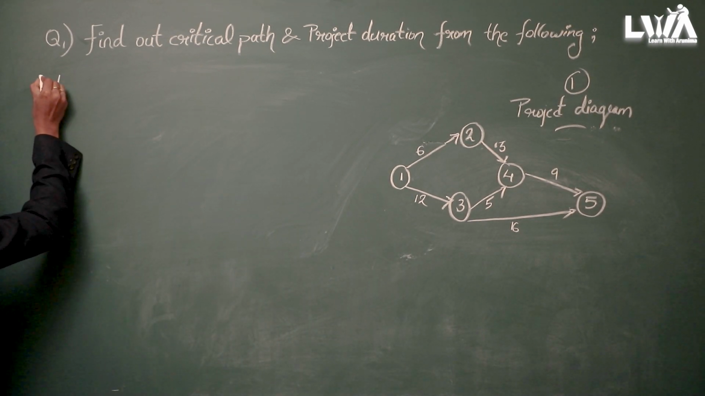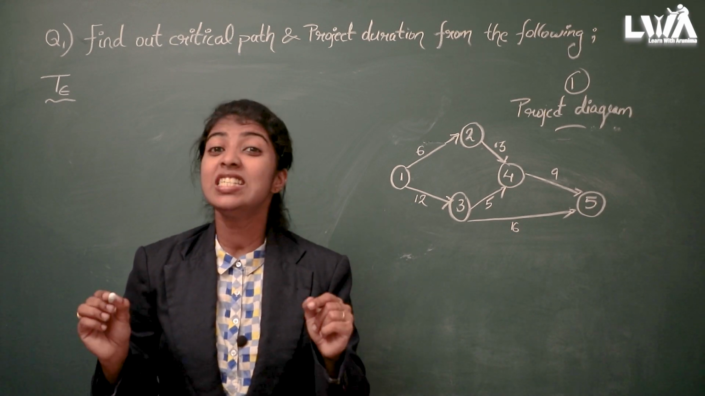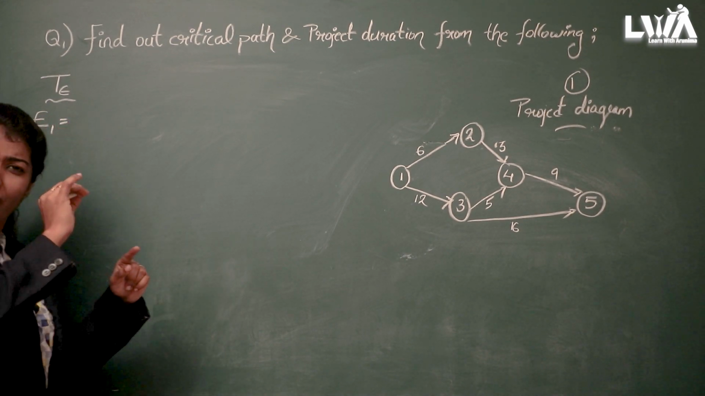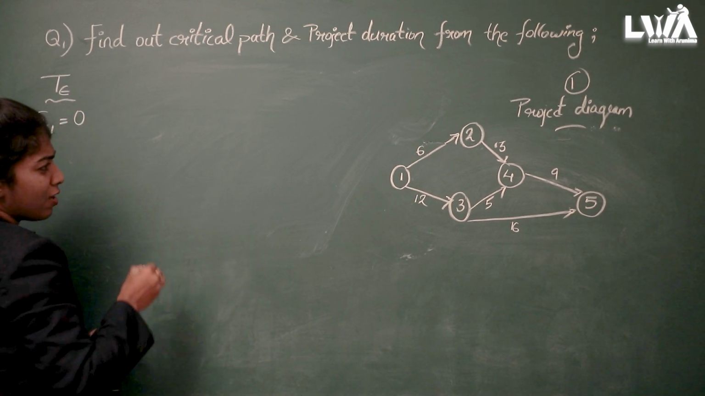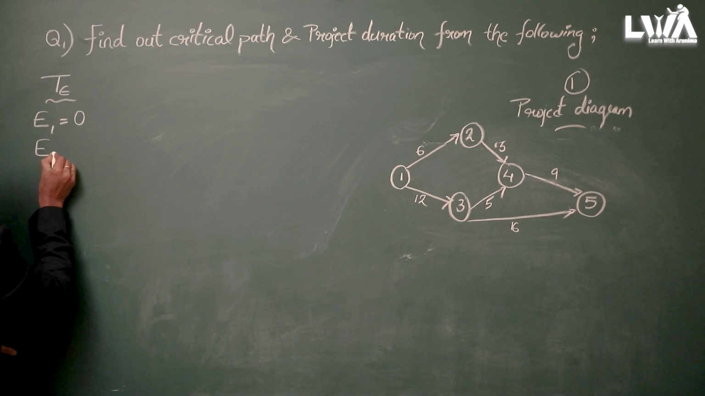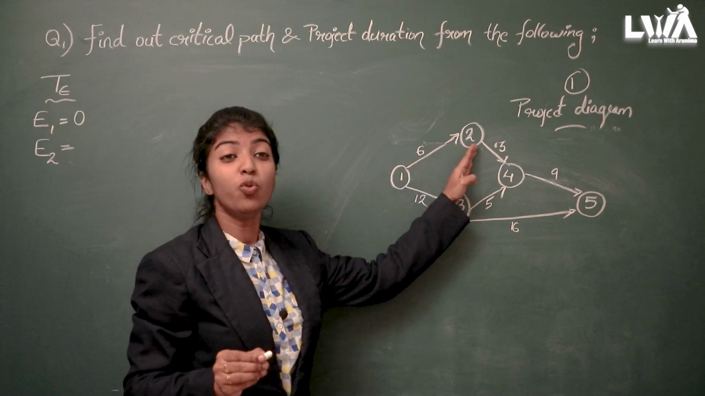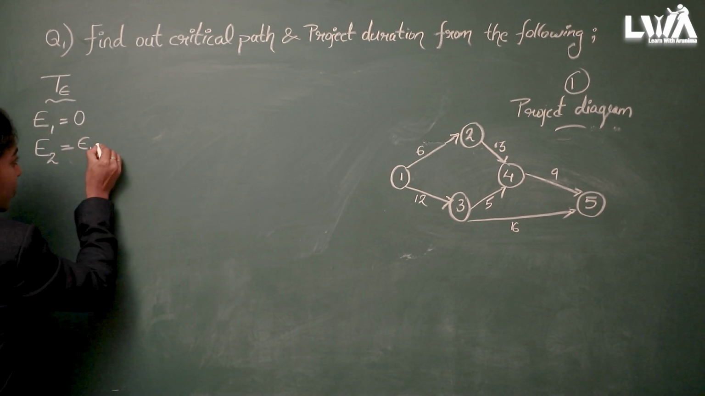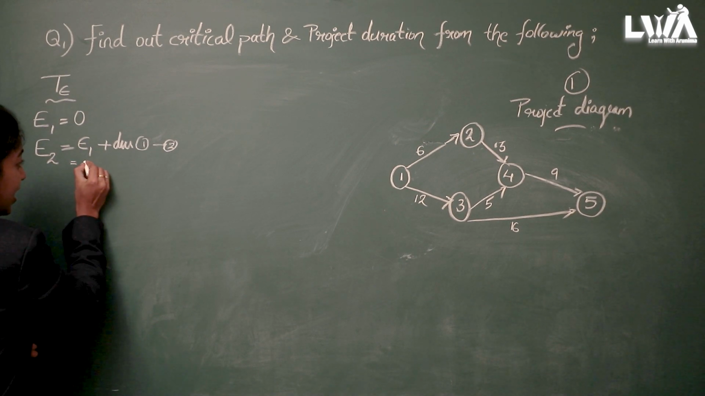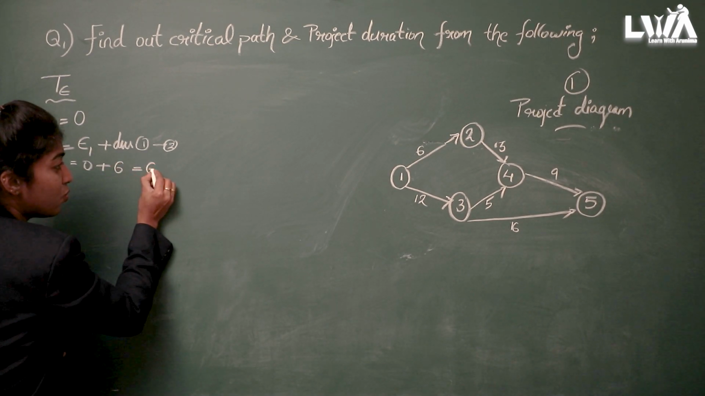Okay, so TE values. What is TE? TE is the earliest of the tail event values we are going to find. So what is E1? In all problems, E1 will be 0. First event, there is no duration here, so E1 is 0. Then E2 is E1 plus the duration from 1 to 2. E1 is 0, plus the duration from 1 to 2, which is 6. So E2 is equal to 6.